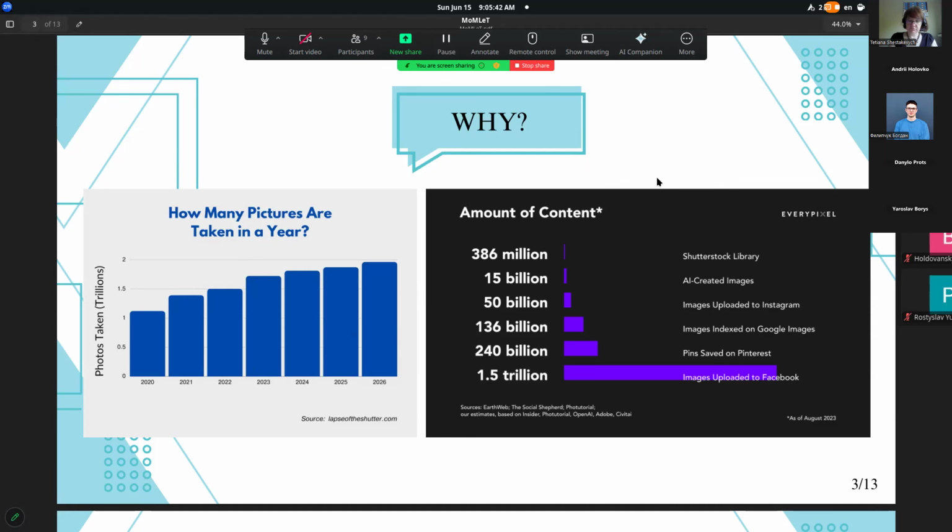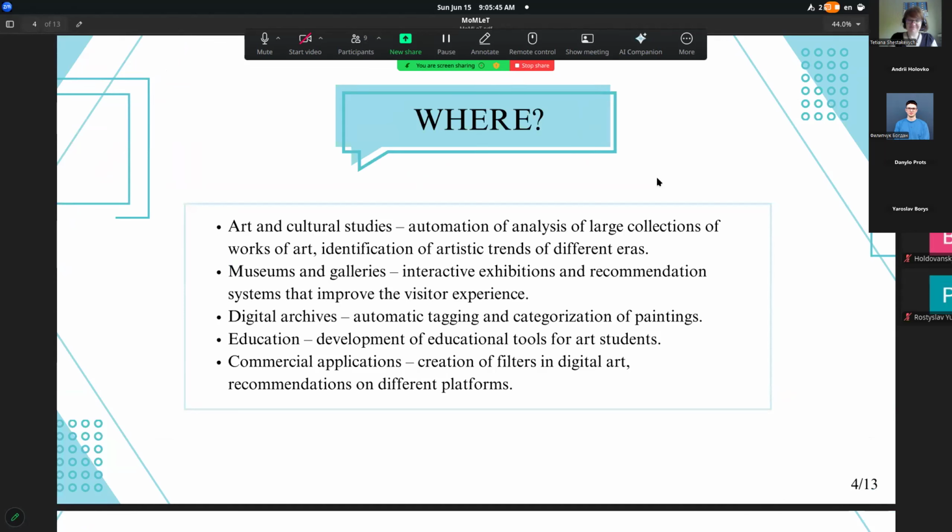Now, the applications of such a system are quite numerous, and among them are art and cultural studies, museums and galleries, digital archives, education for further development of artistic knowledge and so on, and of course commercial applications: creating filters in digital art, helping with recommendations on different platforms, etc.